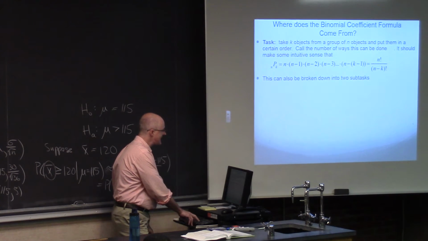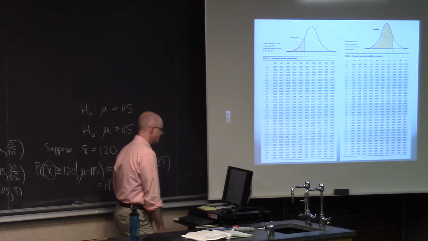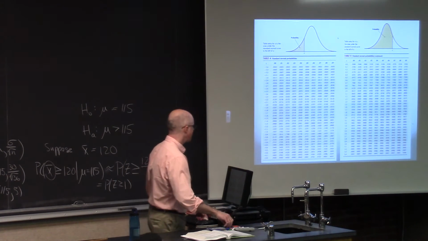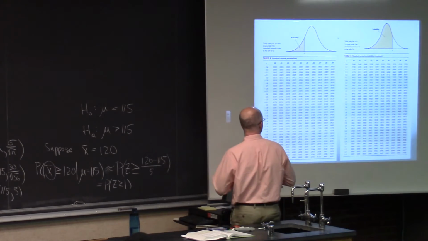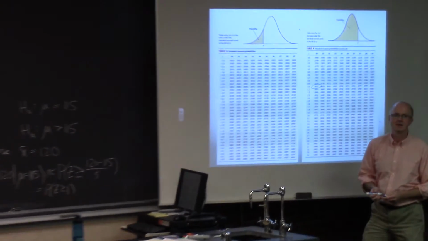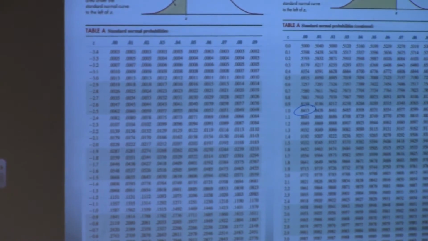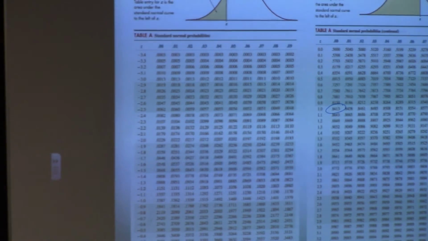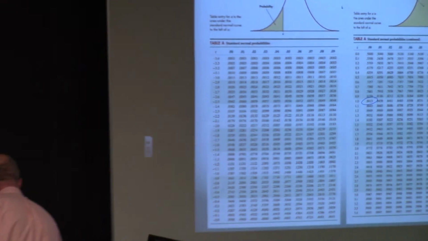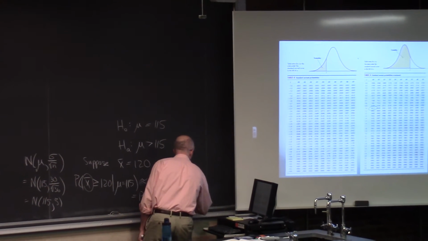More precisely, do 1 minus 0.8413. This probability is about 0.1587. You probably should round that to 16% though.